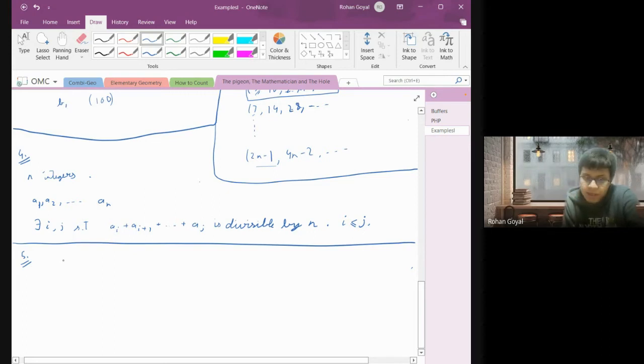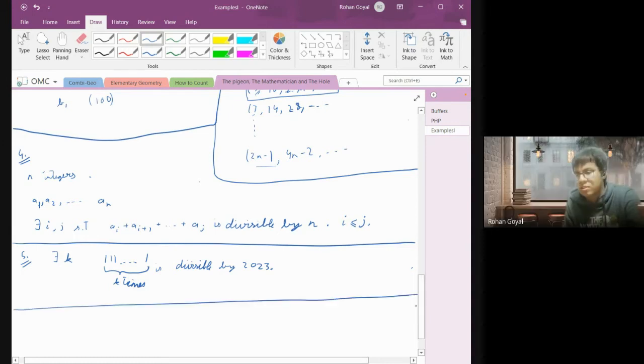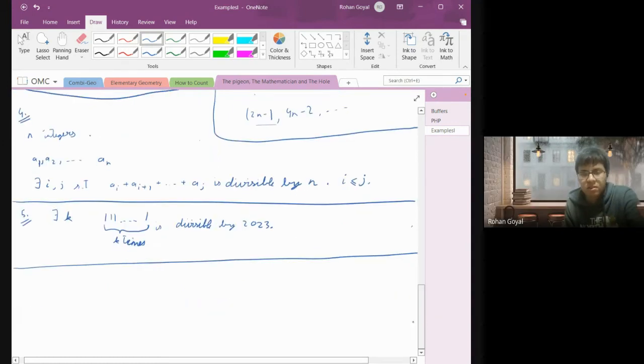The other problem you can try is: there exists k such that 1, 1, 1, 1 written k times is divisible by, let's say, 2020. Wait, in that question, are a1, a2 and so on consecutive integers? No, just some n integers. Oh.